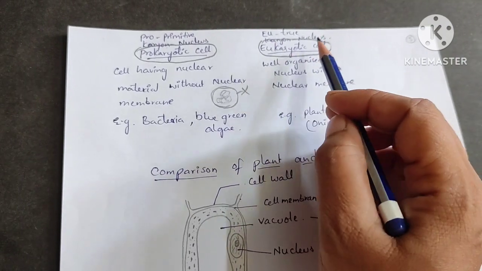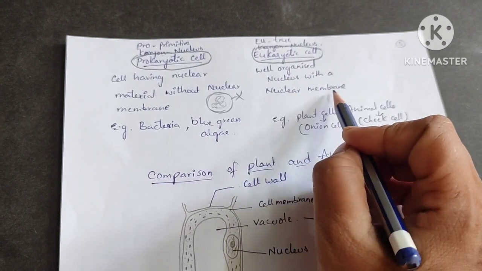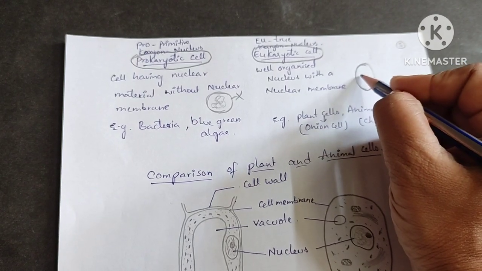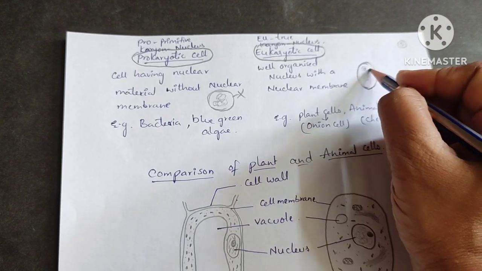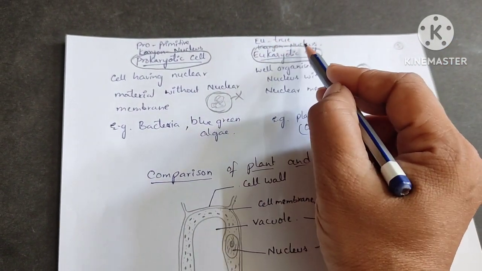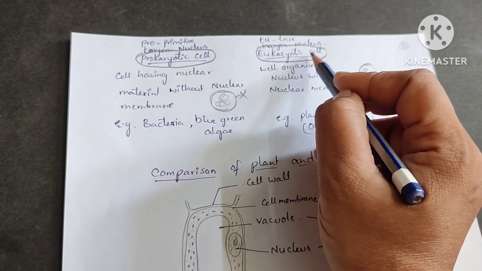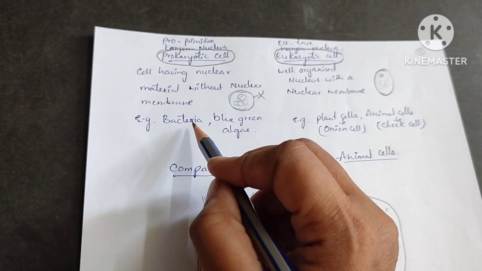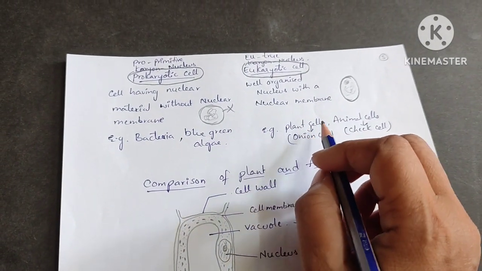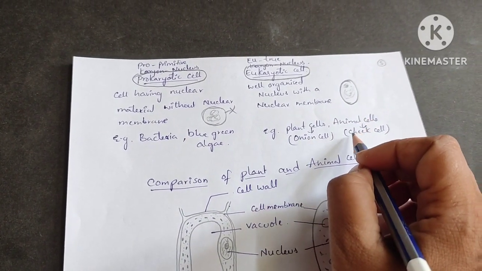Next, a eukaryotic cell has a well developed, well organized nucleus with a nuclear membrane. Here you can see clearly a nuclear membrane around the nucleus. Nucleolus and chromosomes will be there. Eu means true, karyon means nucleus. So here we can see a true nucleus. That's why these are called eukaryotic cells. Prokaryotic cell examples are bacteria and blue-green algae. Eukaryotic cell examples are plant cells and animal cells. Plant cell example: onion cell. Animal cell example: cheek cell.